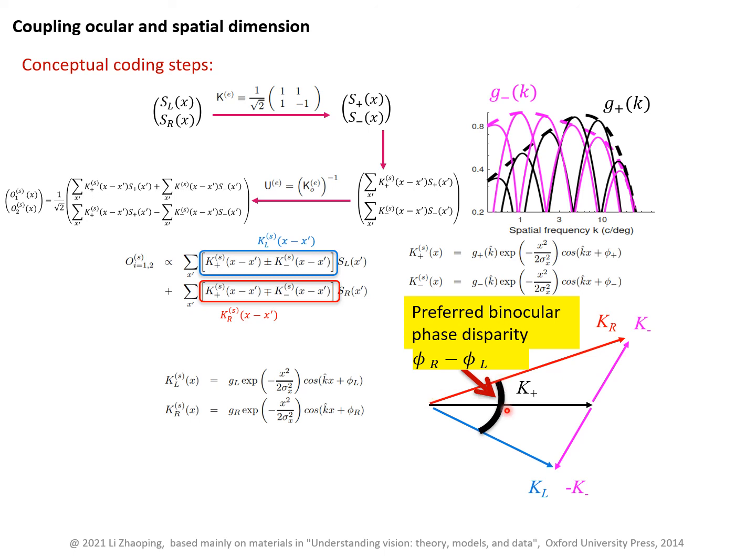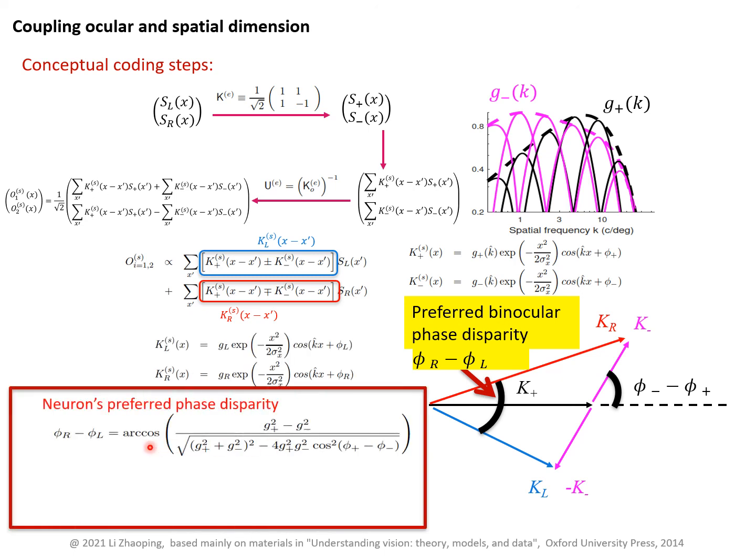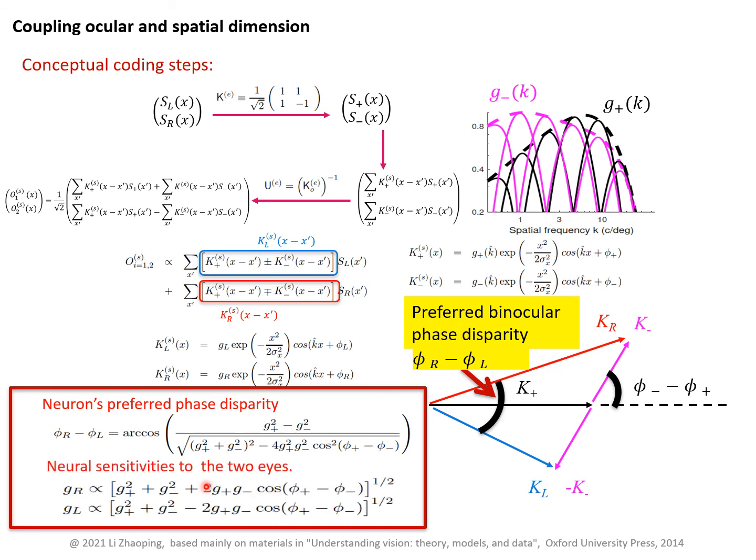We can see that this phase disparity is determined by this phase disparity between the summation filter and the difference filter, as well as their amplitudes. This is the dependence expressed in a formula, and here also in formula is how these amplitudes for the left and right eye filters should depend on these amplitudes and phases.